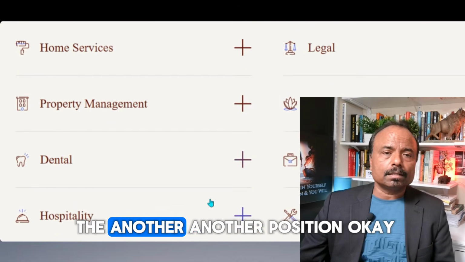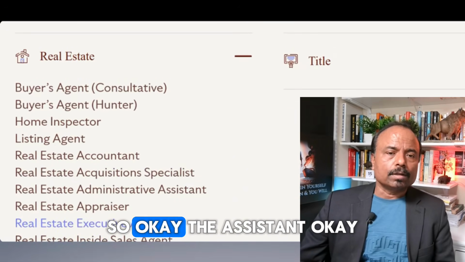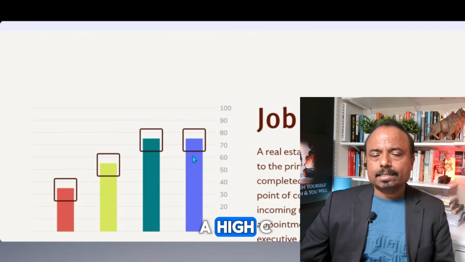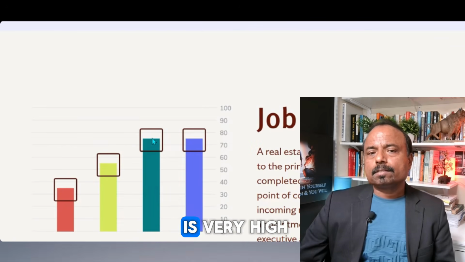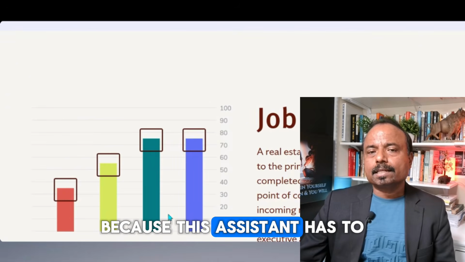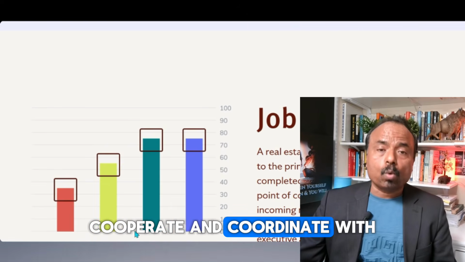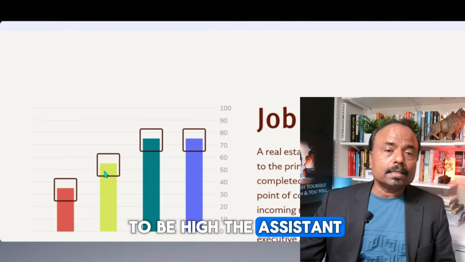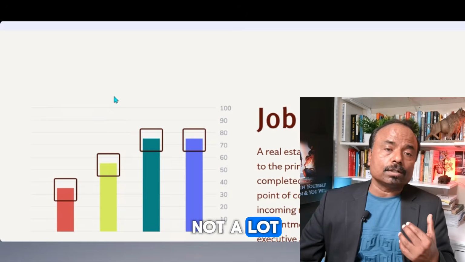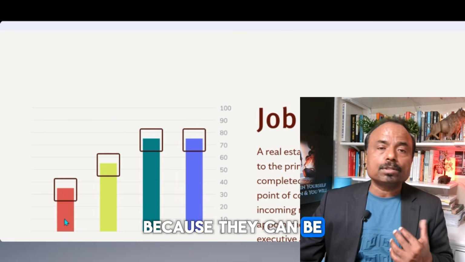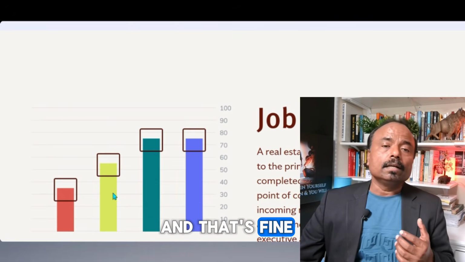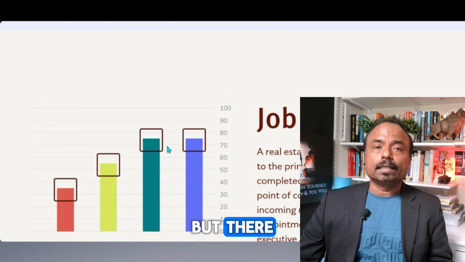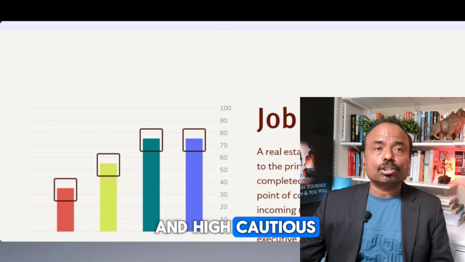Now let's go to another position, the assistant. Look, the assistant also has a high C, and you see stability is very high, because this assistant has to cooperate and coordinate with different kinds of people, so the S has to be high. The assistant has to do some talking, but not a lot. They don't have to be decisive, because they can be soft-hearted, and that's fine. But it has to be high stable and high cautious.